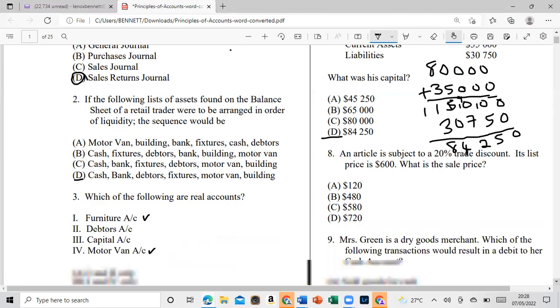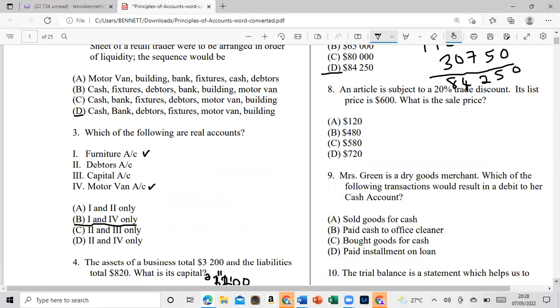Let's move on to number 8. It says an article is subject to 20% trade discount. Its list price is $600. What is the sale price? An article is subject to 20% trade discount. Its list price is $600.